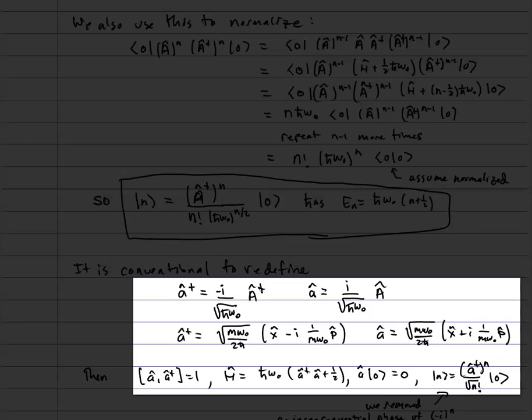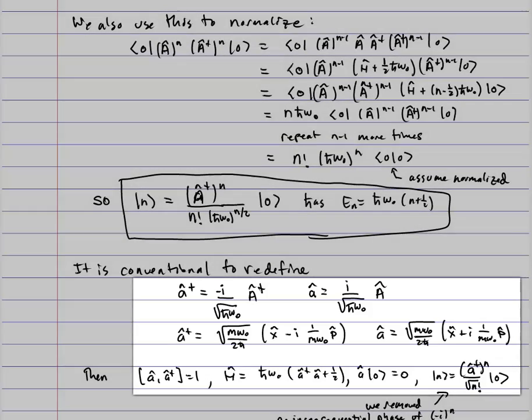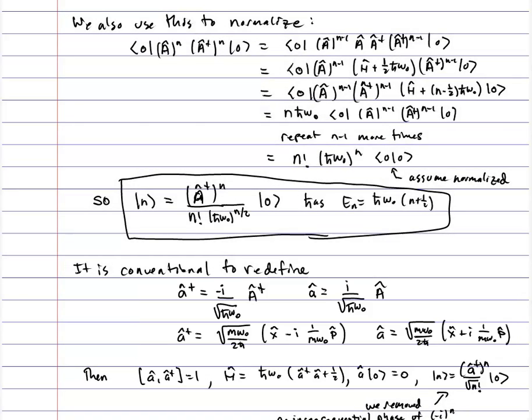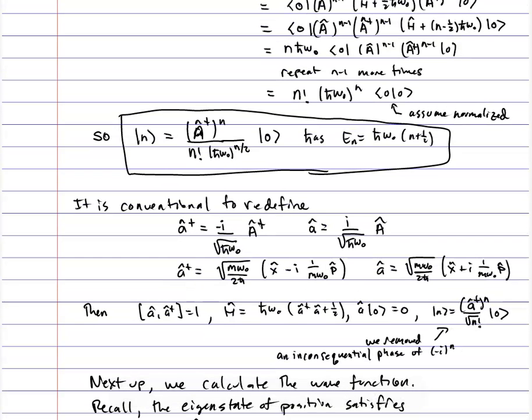The Hamiltonian written in this form is h bar omega 0 times little a dagger, little a plus 1/2. The condition for the ground state is little a acting on the ground state is equal to 0, and my excited states n are equal to little a dagger raised to the nth power divided by the square root of n factorial, all acting on the ground state. Now, you notice that I did actually remove an inconsequential phase of minus i to the nth power in order to make this connection to the different states.